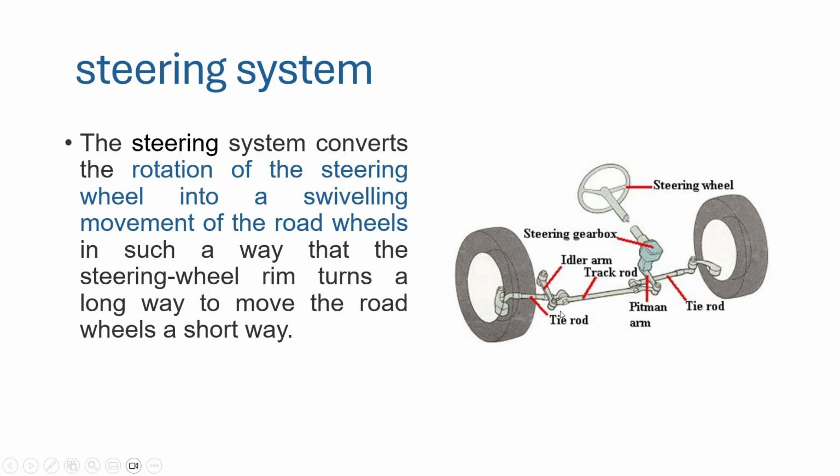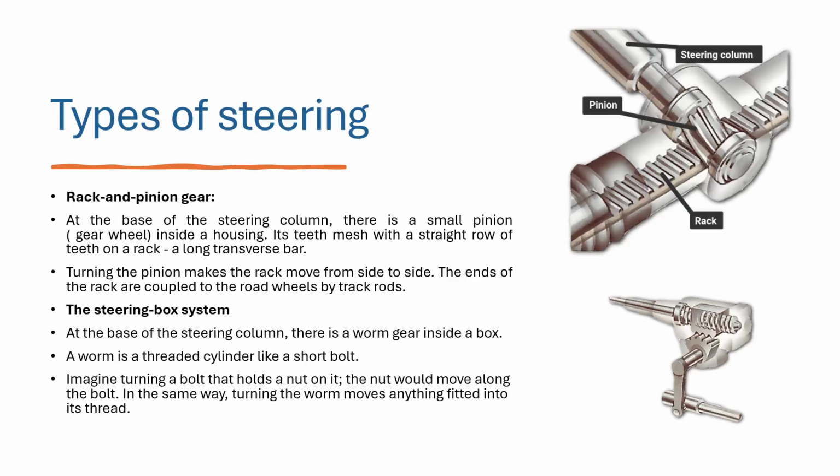The tie rod is actually connecting the track rod to the road wheel. So this track rod is conducting the linear force to the rotating road wheel through the tie rod, right? So whenever this person is rotating the steering wheel, the rotational force is converted into linear force using the steering gearbox. That linear force is conducted appropriately to the road wheels through this Pitman arm, tie rods and track rods.